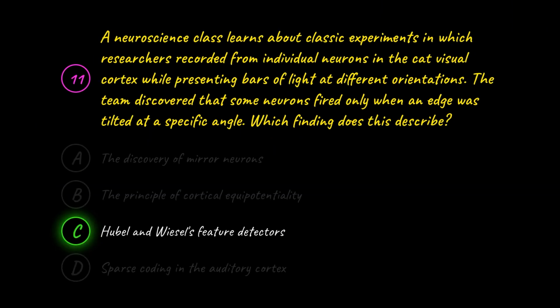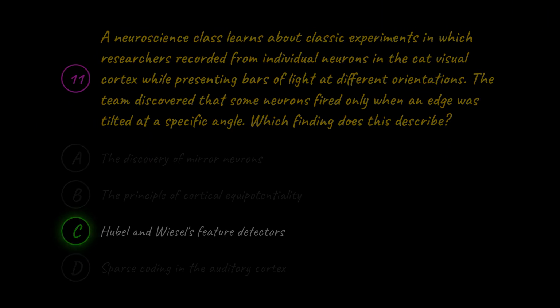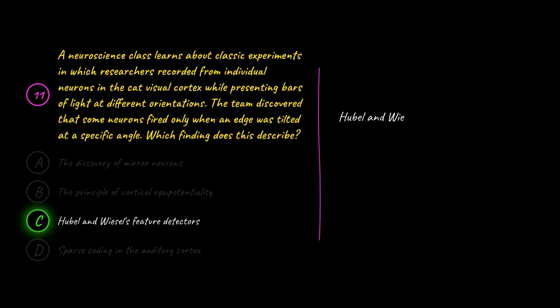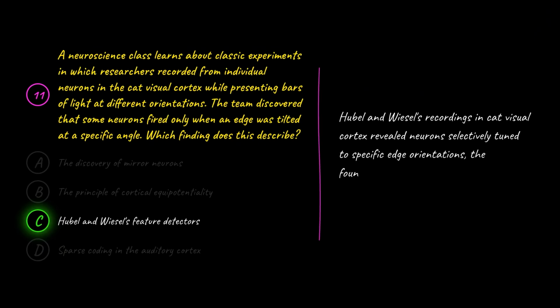The correct answer is C. Hubel and Wiesel's feature detectors. C is correct because Hubel and Wiesel's recordings in cat visual cortex revealed neurons selectively tuned to specific edge orientations, the foundational evidence for feature detectors and early visual processing.